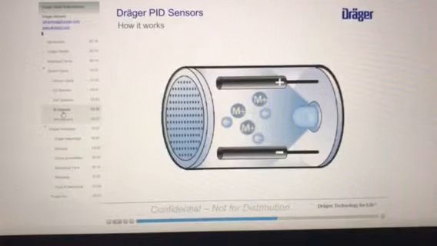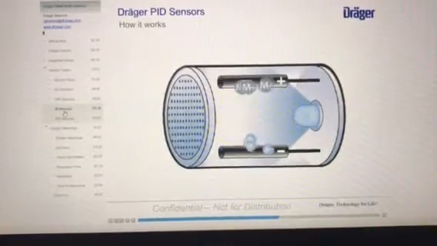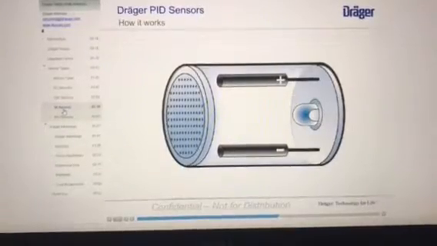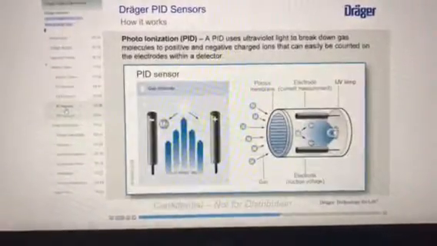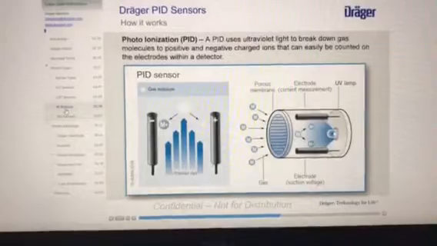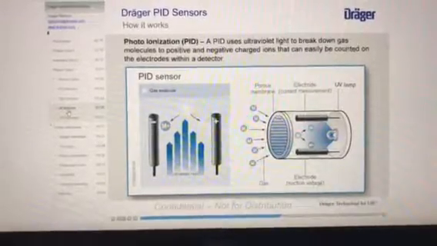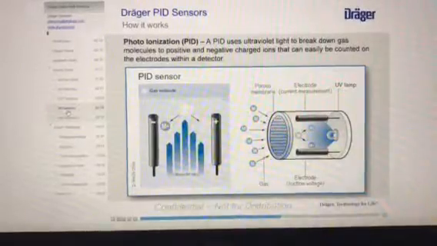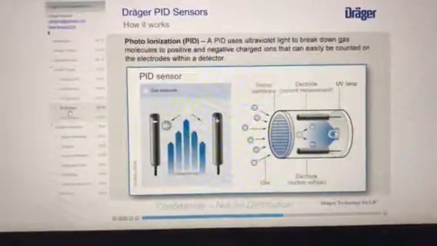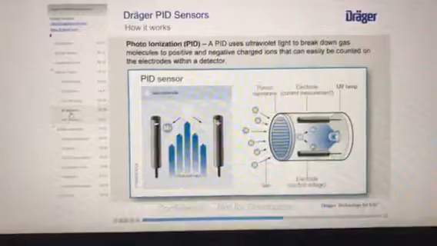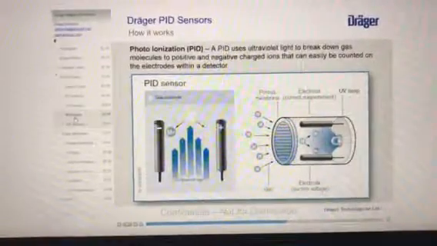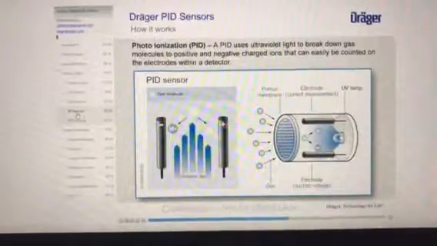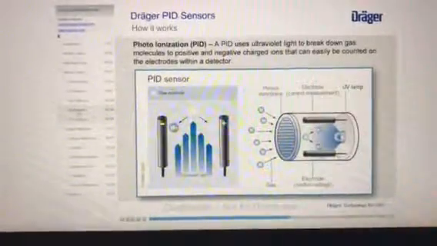These charged ions are counted by the collector electrode within the sensor and produce an output current that is measured by the instrument's electronics. A PID will measure a variety of toxic gases and a range of VOCs, volatile organic compounds, in very low concentrations from ppb, parts per billion, up to over 2,000 parts per million, depending on the gas being measured. Let's review the sensor design and detection process again by looking at this diagram.